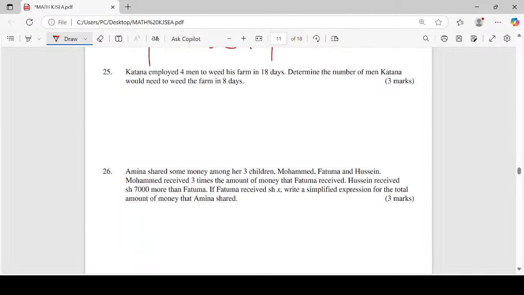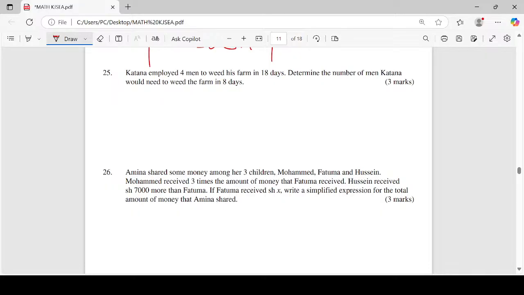Question number 25. Katana employed 4 men to weed his farm in 18 days. Determine the number of men Katana would need to weed the farm in 8 days. So here we have men and days. 4 men weed it in 18 days. What about the number of men required to weed it in 8 days?